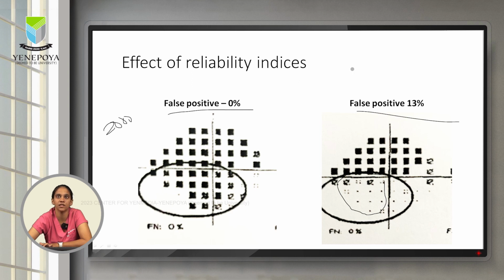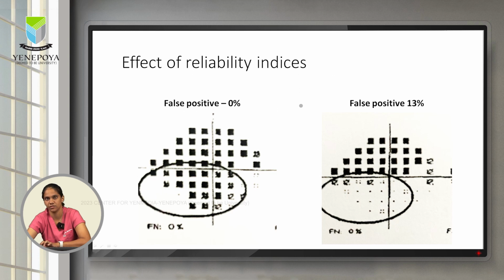In such a case, you would obviously not think that the glaucoma has become better, but you should repeat. You should repeat to make sure that the false positive is, like I said, ideally 0, but anywhere less than 5% should do the trick.